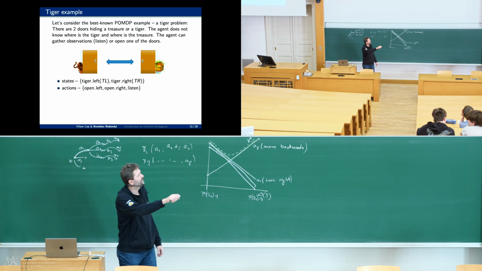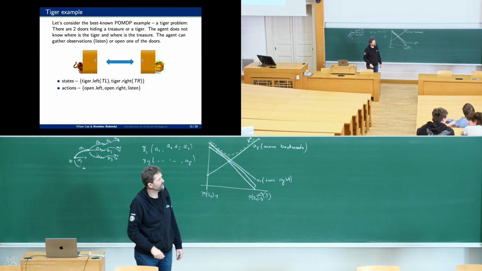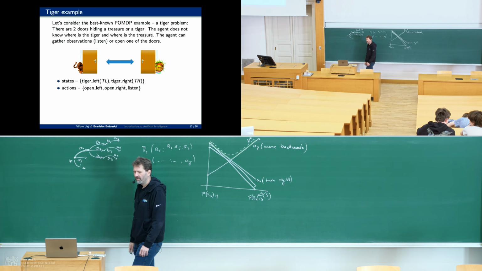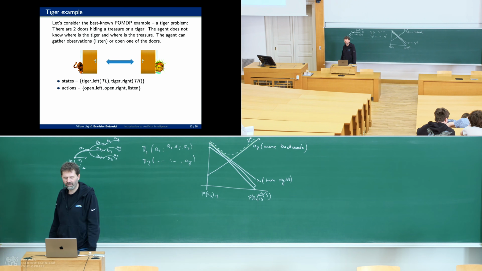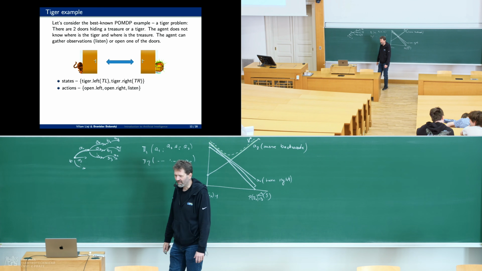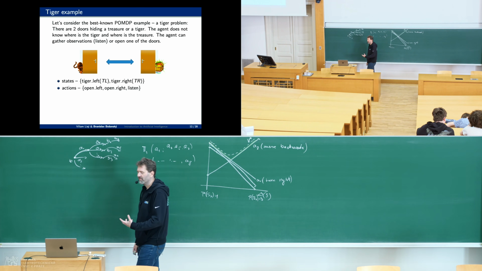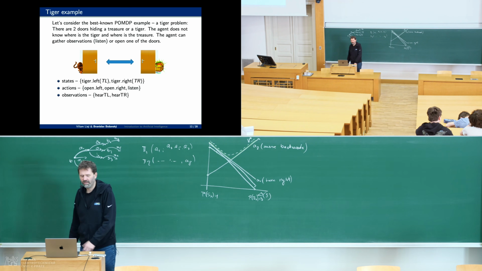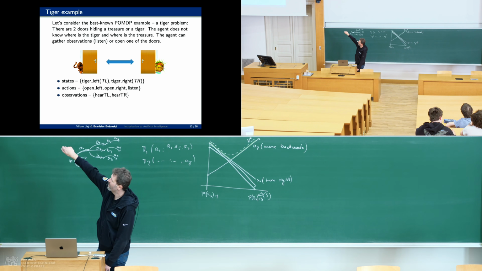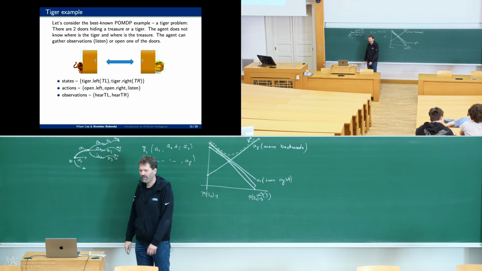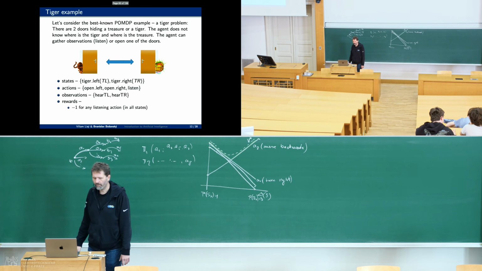So we can either open the left door, open the right door, or we can try to listen, to improve, update our belief on the situation, and we try to learn where the tiger is. And when we are listening, we can receive one of two observations. Either we'll hear that the tiger is behind the left door, or we'll hear that the tiger is behind the right door. And what are the rewards?